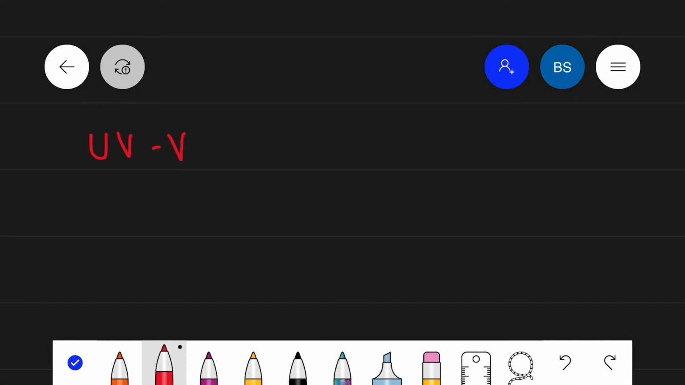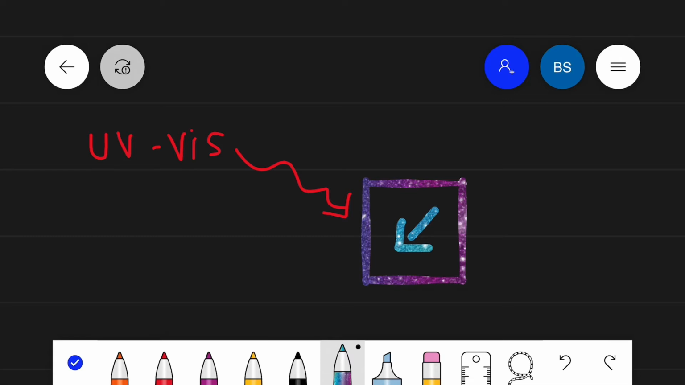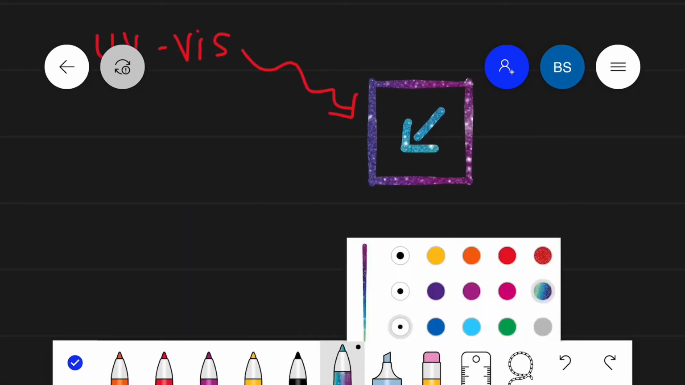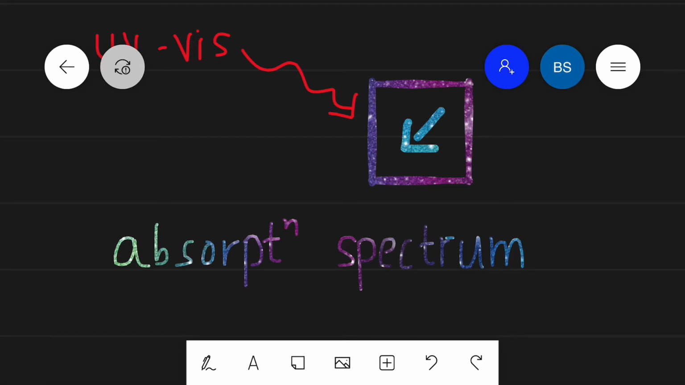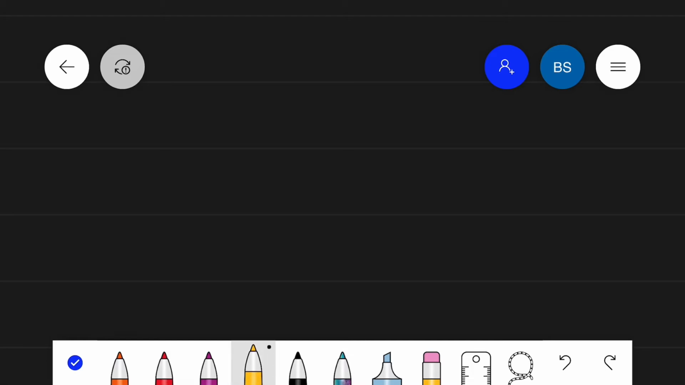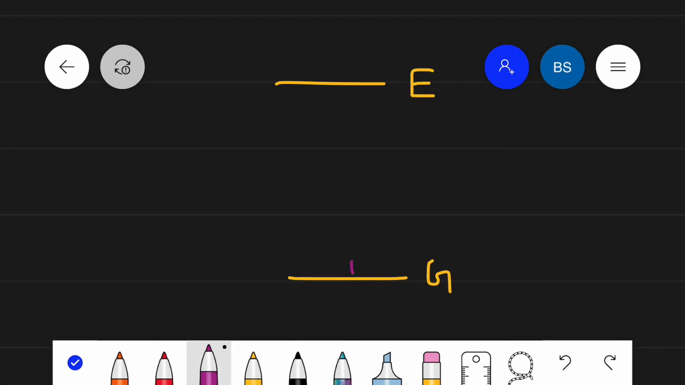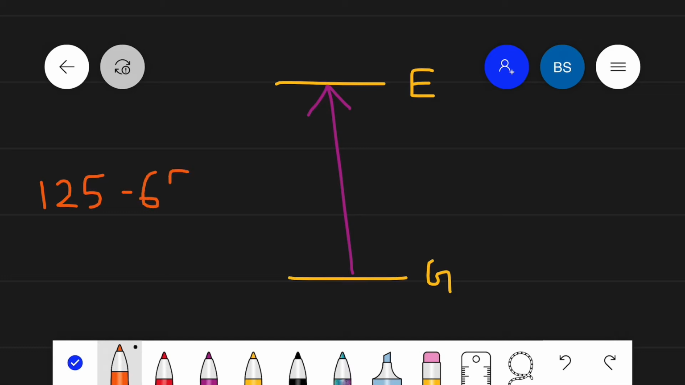When continuous UV visible radiation passes through a transparent material, a portion of the radiation may be absorbed. If that occurs, the residual radiation yields a spectrum with gaps in it, and it is called an absorption spectrum. As a result of energy absorption, atoms or molecules pass from a state of low energy, that is the ground state, to a state of higher energy, that is the excited state. The energy differences between these levels in most molecules vary from 125 to 650 kJ per mole.